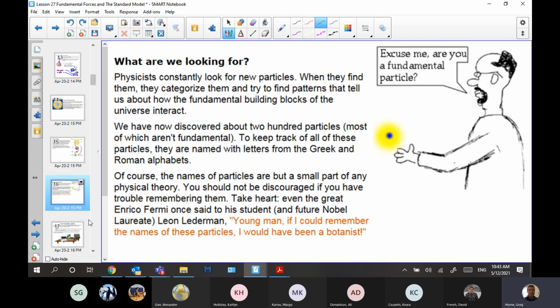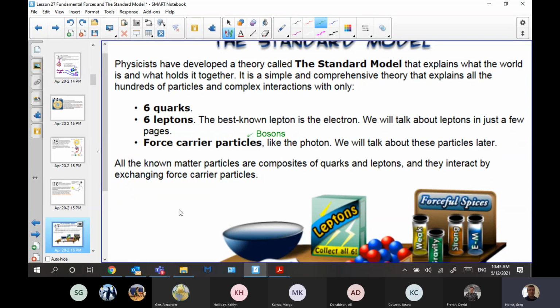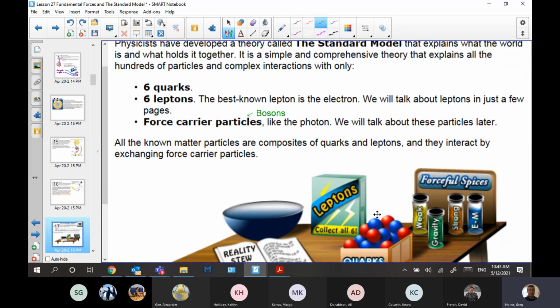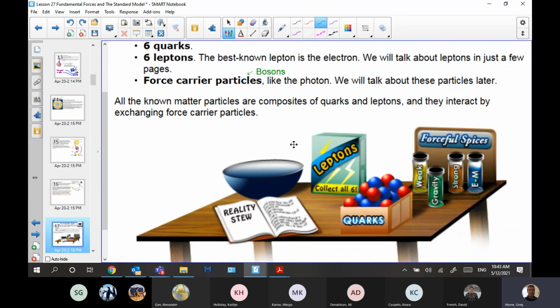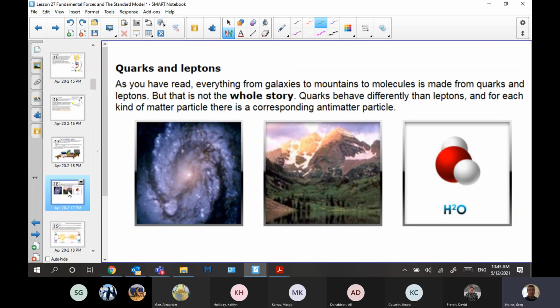Anyways, we're looking for what all the particles are. As we saw in that flowchart, the standard model explains the universe, right? Based on there being six quarks and six leptons and bosons, the force carrier particles and so on. Basically you take all those bits and you mix them together in the right way and you get your universe, right? Reality stew, they call it. The whole universe is made up of all of these ingredients is the idea I'm trying to get across.